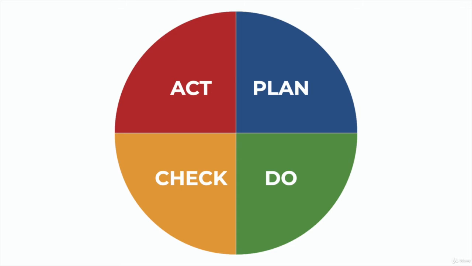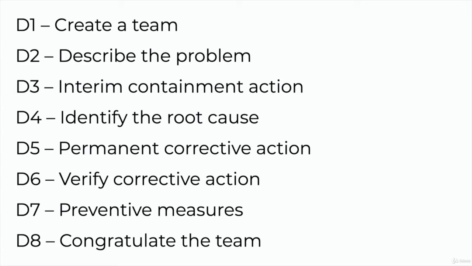I'll offer you a game. I'll propose one by one the phases of the 8D method, and for each one, you'll have to tell me if it's related to the plan, do, check, or act phase of the Deming cycle. In the end, we'll check whether the 8D method and Deming cycle have something in common. Let's go then. The first task of the method, create the team. What stage of Deming cycle does it correspond to? Plan, do, check, or act?